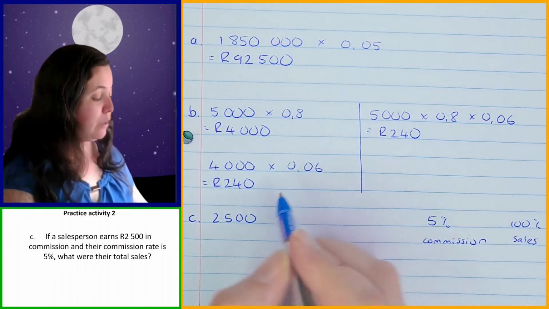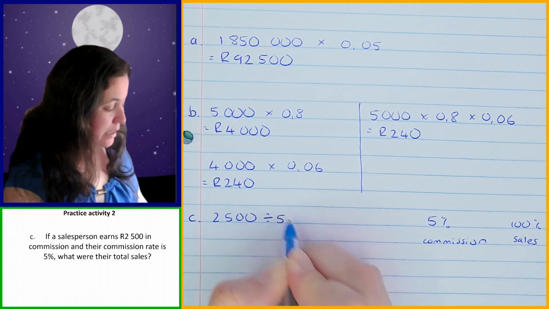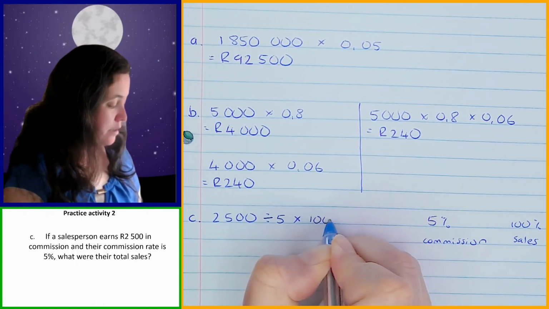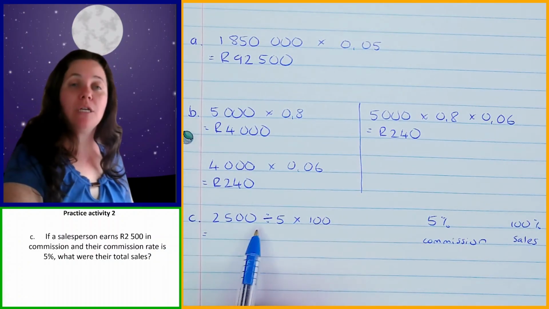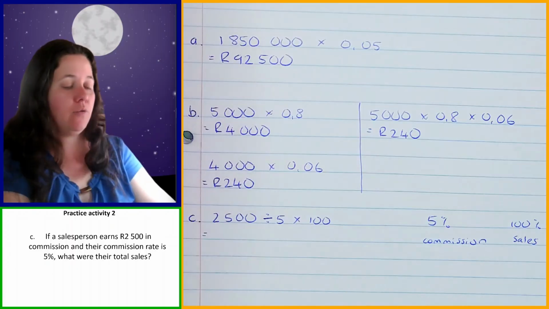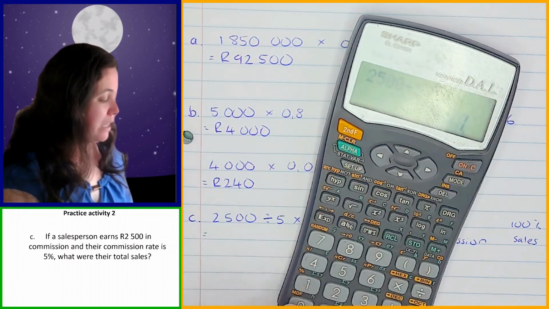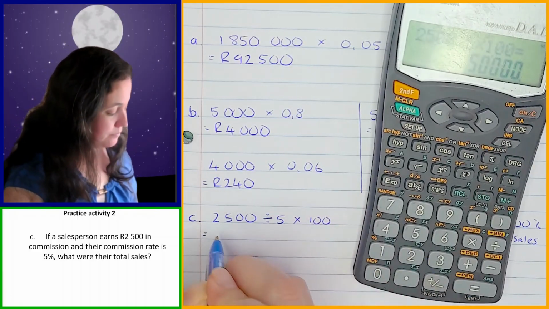So we divide by what we have. So we divide by 5. And we multiply by what we want, which is the 100. Okay, so when we do that, that is going to tell us the amount that this 2,500 is 5% of. Okay, so I have 2,500 divided by 5 multiplied by 100, and that gives you 50,000 Rand.